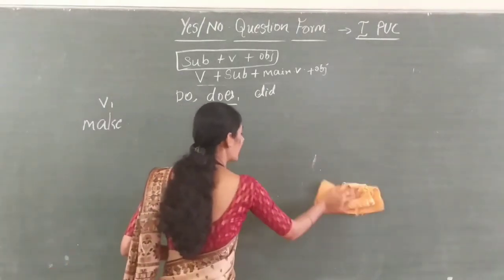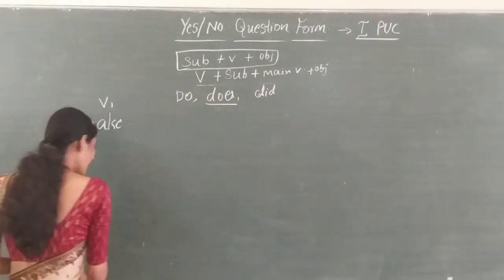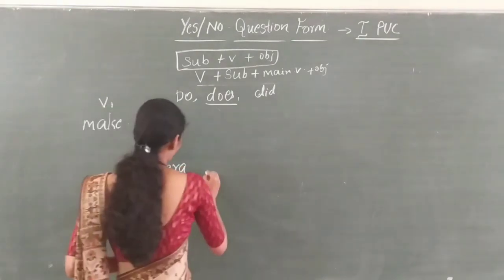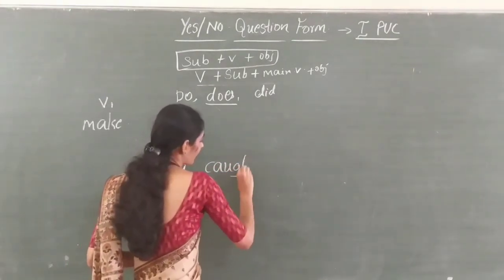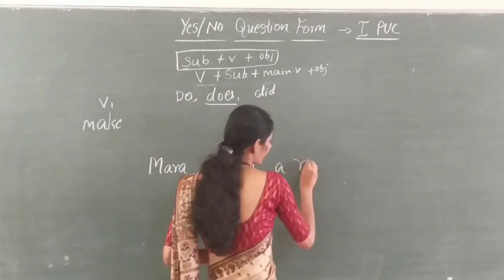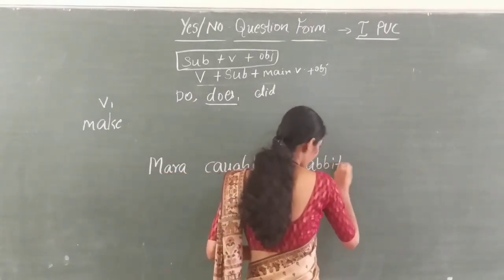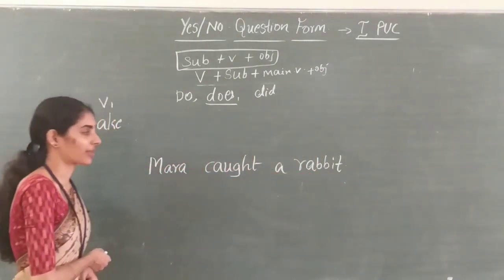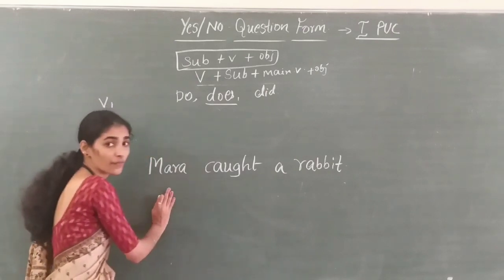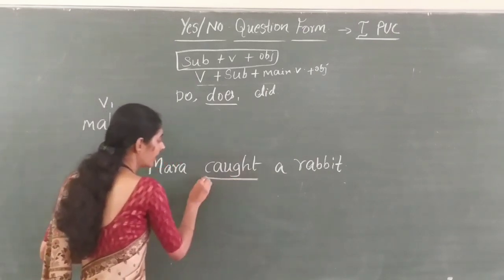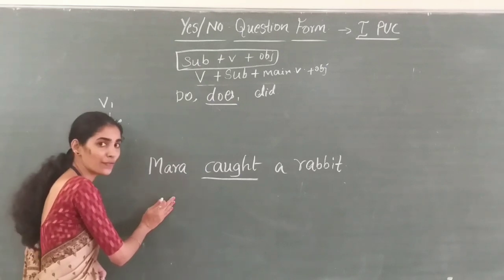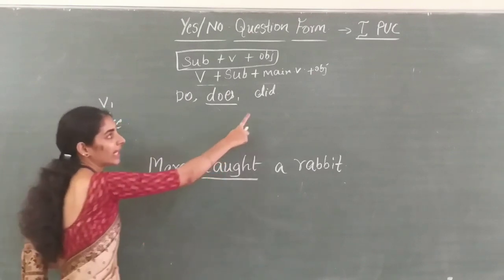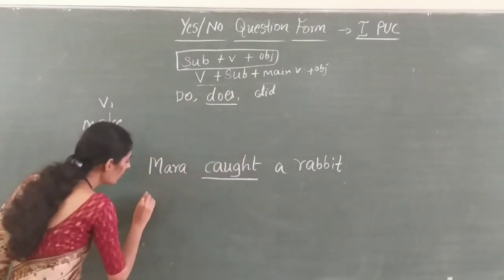Now, let me give you another example. I'll take the same example that I gave you while discussing WH questions. Mara caught a rabbit. Now, look at the verb here. Which is the verb? Caught. Right. Caught is the past tense of catch. Remember that? So when it is caught, obviously, it takes did. Right.